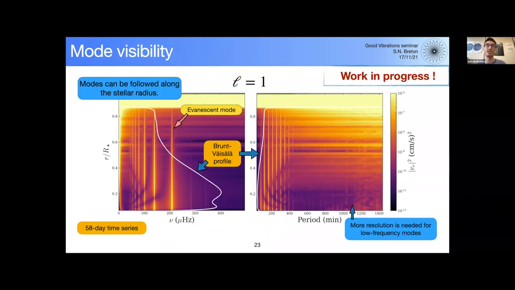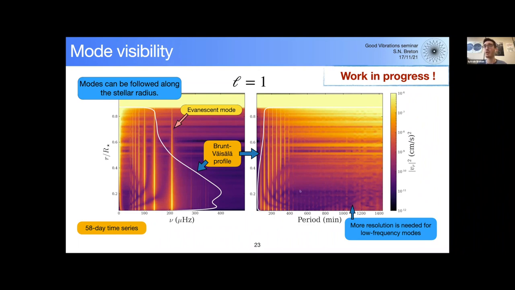So the next step is to follow the mode along the stellar radius. Here, I represent only the L equal 1 mode, but not at one given depth, all along the radiative interior. I also overplotted on the figure the Brunt-Väisälä profile, which means that here, for this mode, it's oscillatory and here it's evanescent. This is what I get with a 58-day time series.